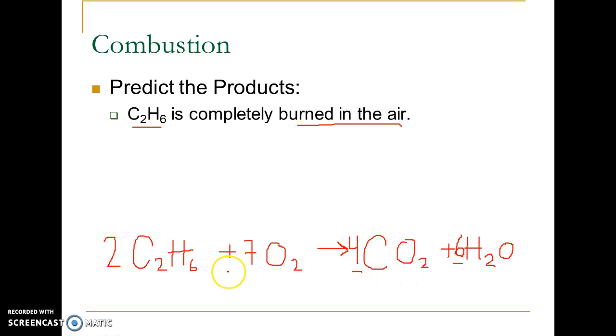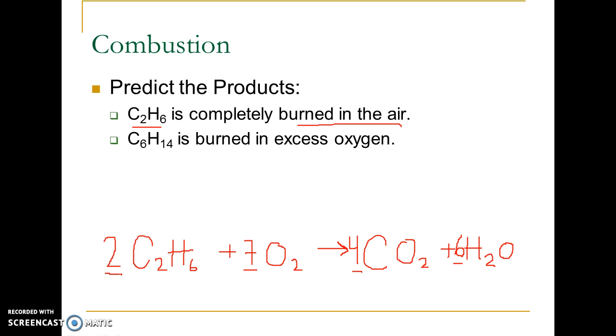Let's practice one more, and then I feel pretty confident that you will be able to do a combustion reaction on your own. Here we have C6H14 is burned in excess oxygen. So your two reactants here are C6H14 and then your oxygen. So let's write this chemical equation. We have C6H14 plus oxygen. Remember, it's diatomic.